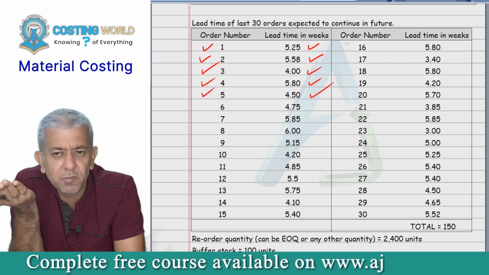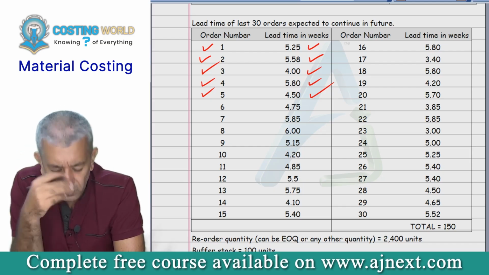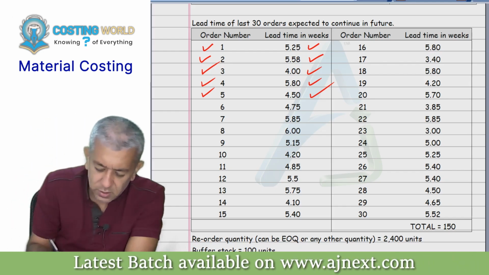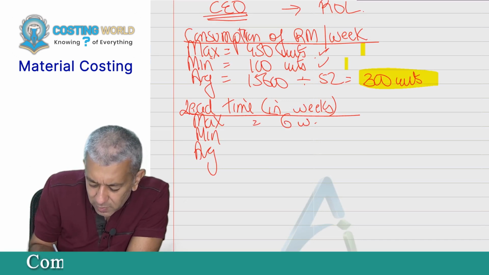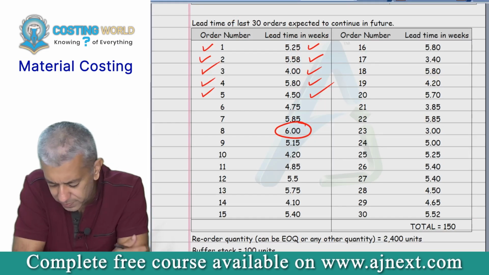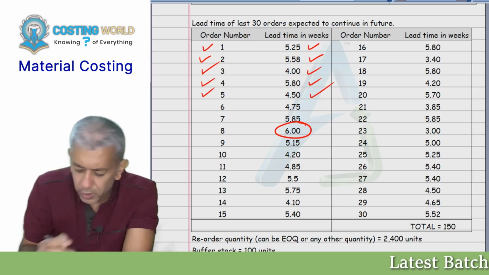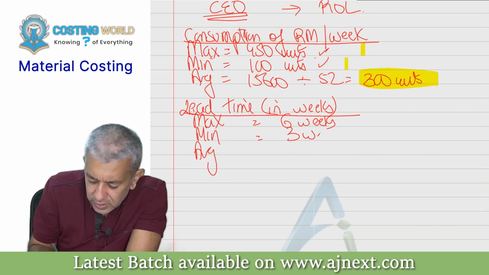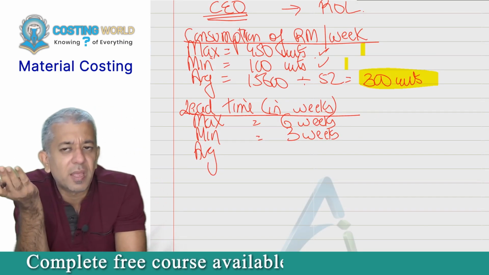I try to think the future will be like this only. Pick up the maximum from here. 6. Okay, so when I have placed an order with him, the maximum that guy has taken is 6 weeks to deliver. Tell me what is the minimum over here? 3. Where does it happen? 23rd order. So therefore 3 weeks. But obviously these are occasions. This thing does not happen every time.